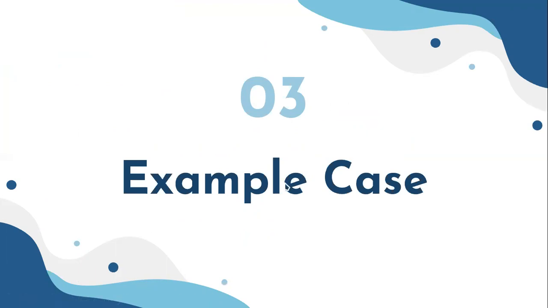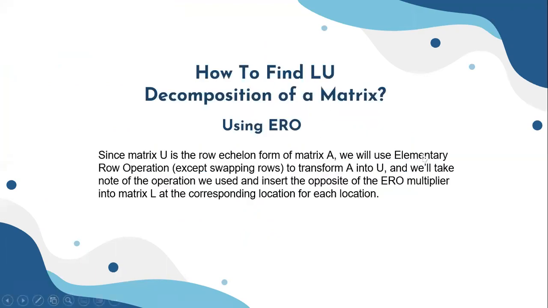Okay, thank you, Roger. We will look into the example cases. We will first learn how to find LU decomposition of a matrix. In short, the answer is using ERO. Since matrix U is the row echelon form of matrix A, we will use elementary row operations, except swapping rows, to transform A into U. And we'll take note of the operation we used and insert the opposite of the ERO multiplier into matrix L at the corresponding location for each operation.